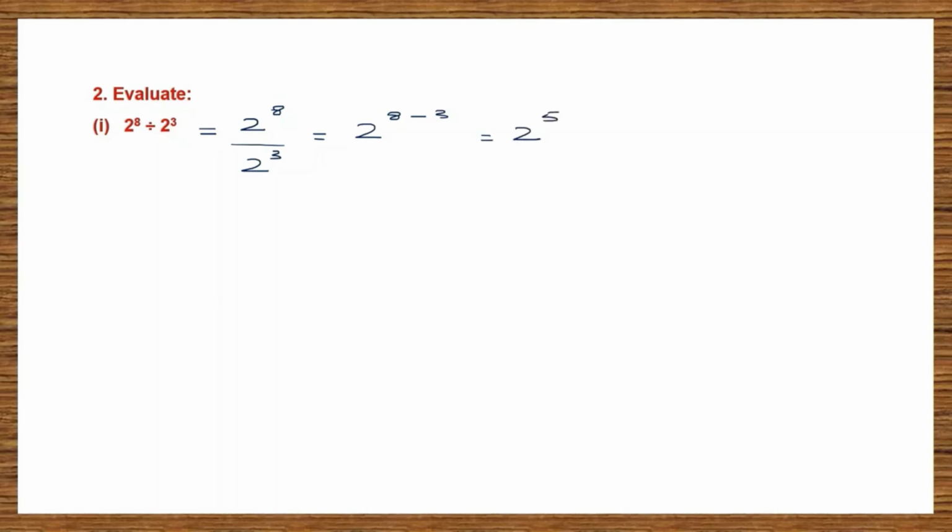So this is 2 raised to the power of 5, which is you multiply 2 5 times. 2 into 2 into 2 into 2 into 2. So let's multiply this and see. 2 2s are 4, 4 2s are 8, 8 2s are 16, 16 2s are 32. So the answer to this question is 32.